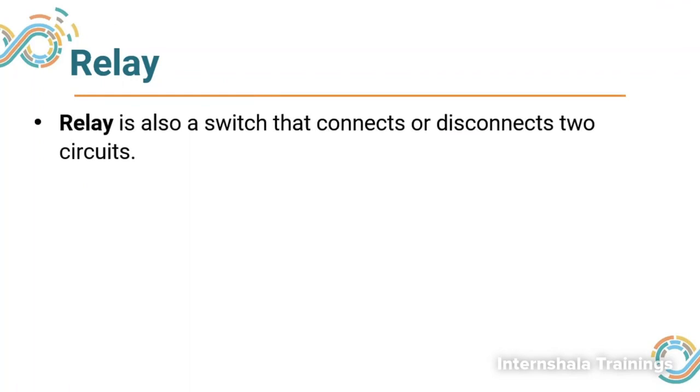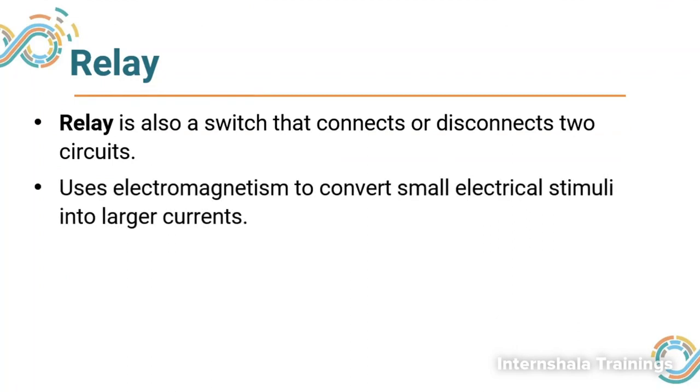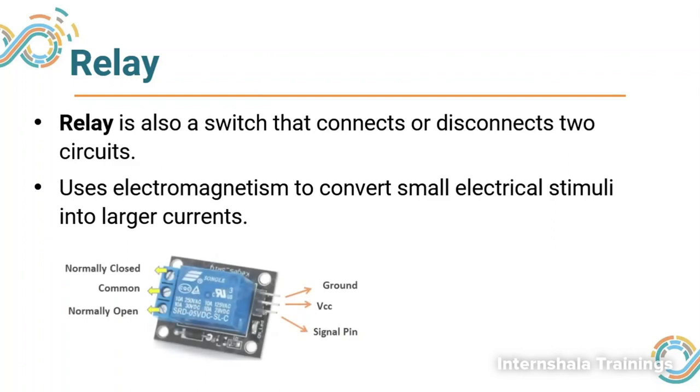The second component that we talked about is the relay. A relay is like a switch which is going to connect or disconnect two different circuits. Here we use the concept of electromagnetism to convert a small electrical current into something which connects or disconnects a larger current circuit. Here I have the relay module in PCB format. I have 3 pins on the left side, 3 on the right.